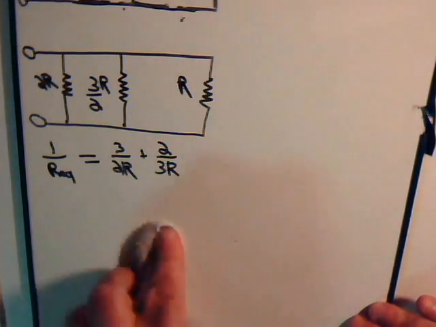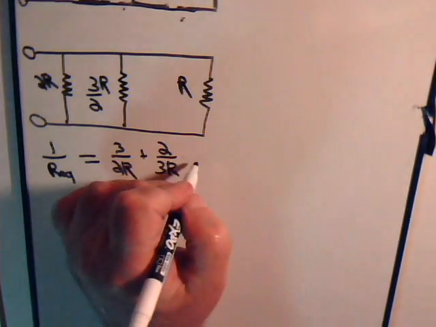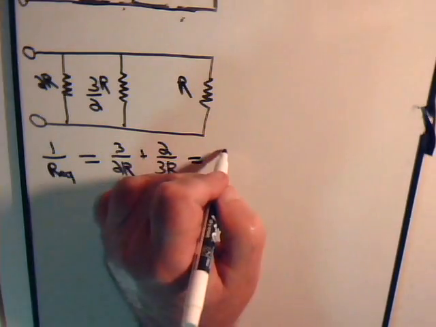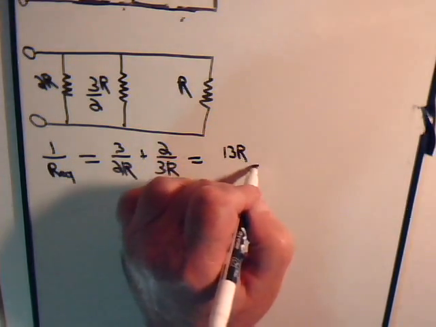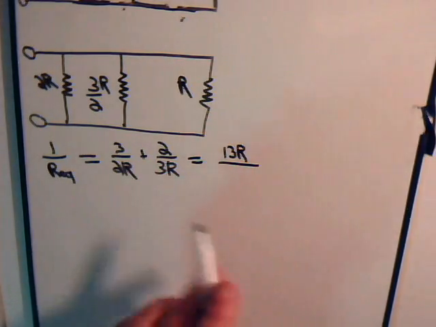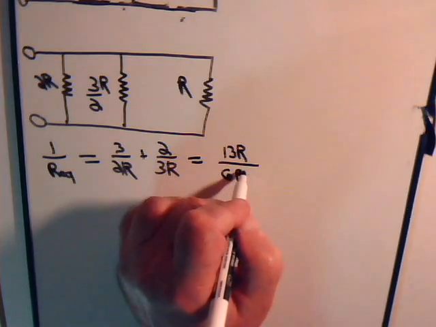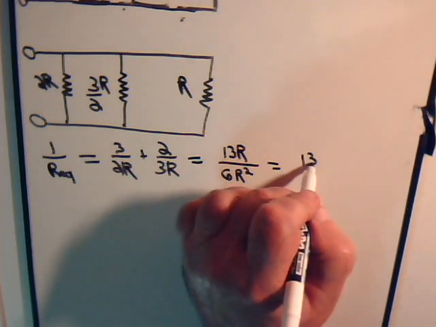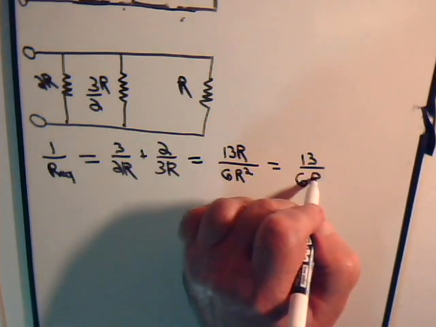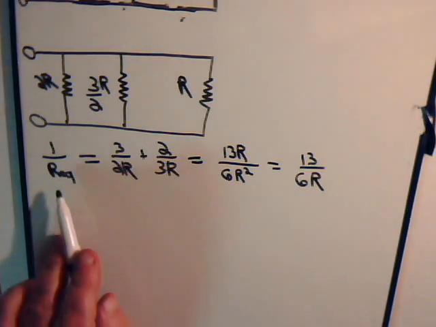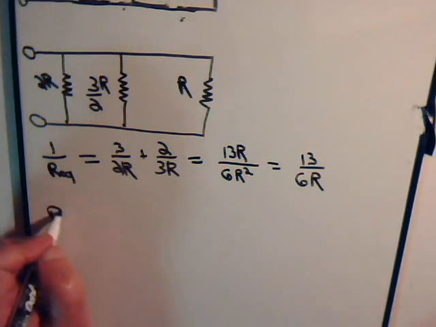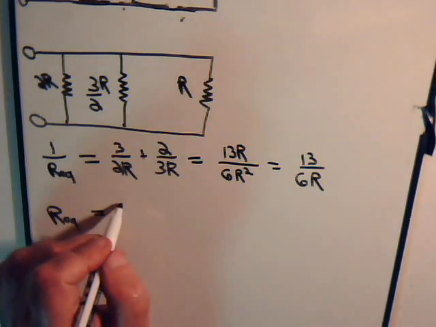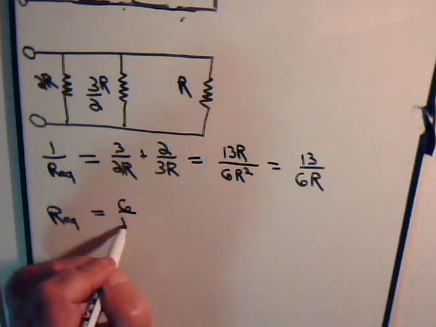Okay, so let's see. This is equal to 9R plus 4 times R divided by 6R squared. This would be equal to 13 divided by 6 times R. And that's 1 over the equivalent resistance. So the equivalent resistance is equal to 6 over 13 times R.